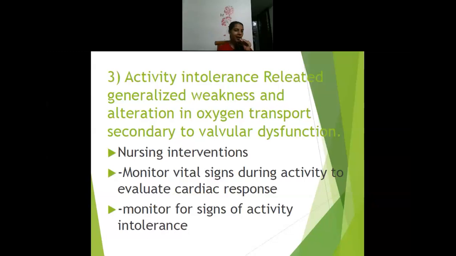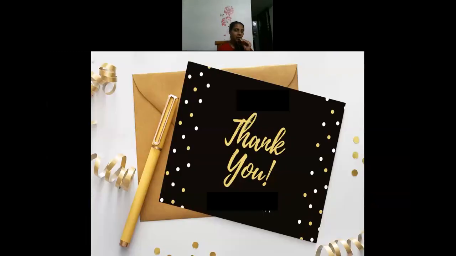What we can do for activity intolerance: monitor the vital signs, keep the articles at the bedside of the patient, and encourage the family members to assist the patient. So this is particularly regarding endocarditis, and most of the time it can be asked for 10 marks.